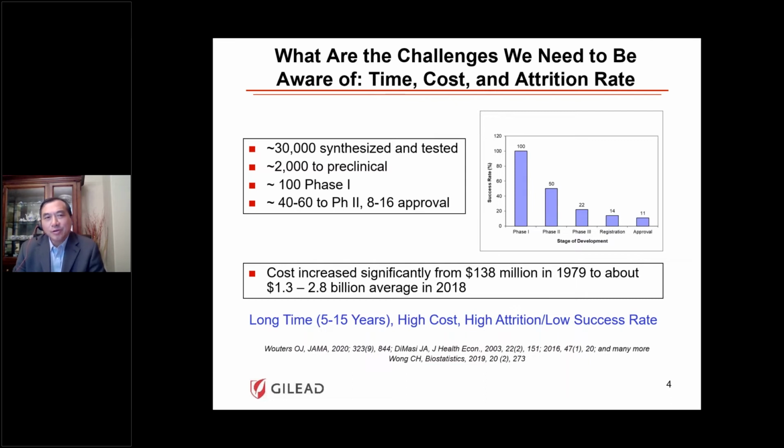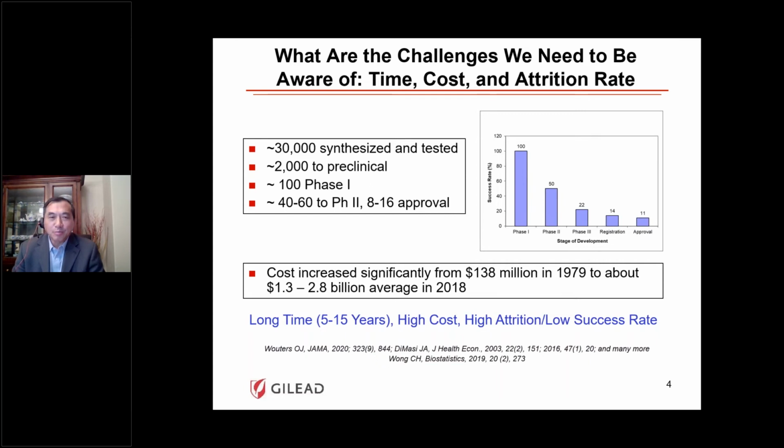You have about 2,000 get into the preclinical stage, basically the animal test and so on. And among the 2,000, you have about 100 getting the first in human trial, basically the phase 1 study. And so on. At the end, you may get about 8 to 16 approval.